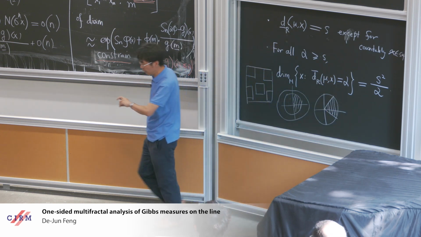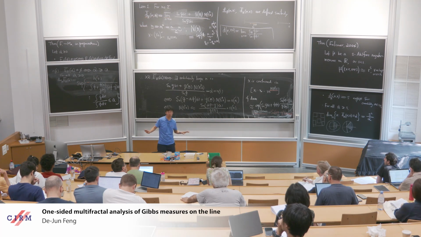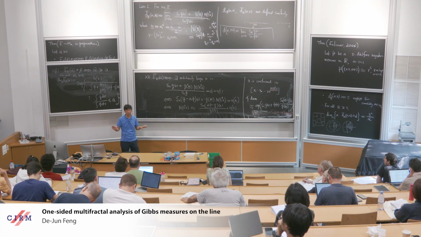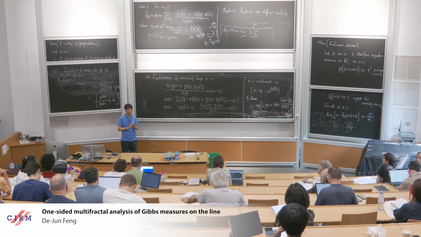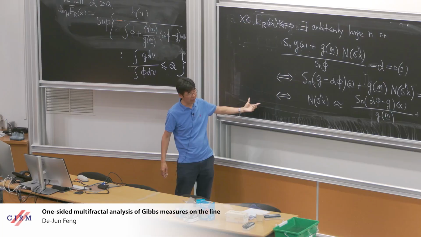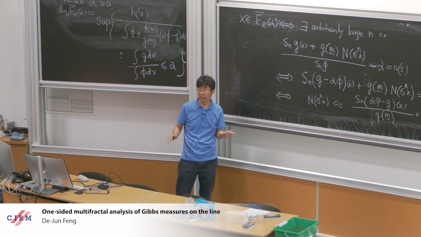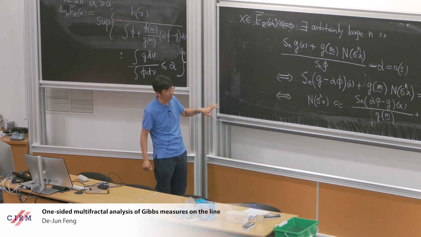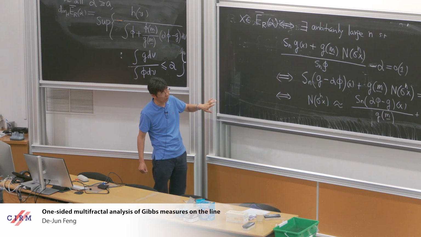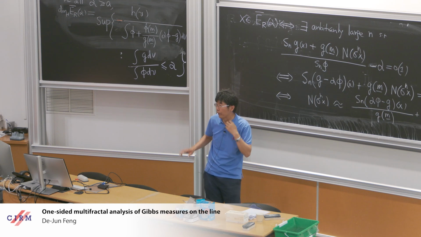Go back to the self-similar measures on the real line. If you don't put the strong separation condition, but instead an open set condition, it seems there is no uniform result, as I see. In some cases, the one-sided and two-sided ones are the same, but in some cases there is a different result. But it seems that there is no very general result like this. Okay, I stop here. Thank you.